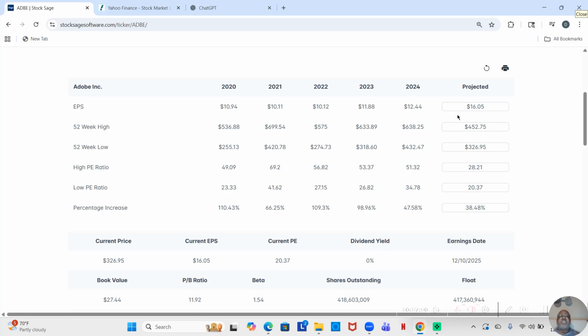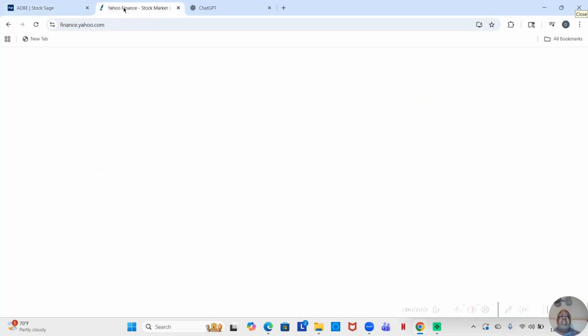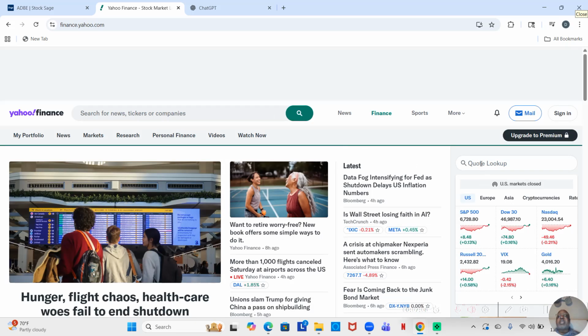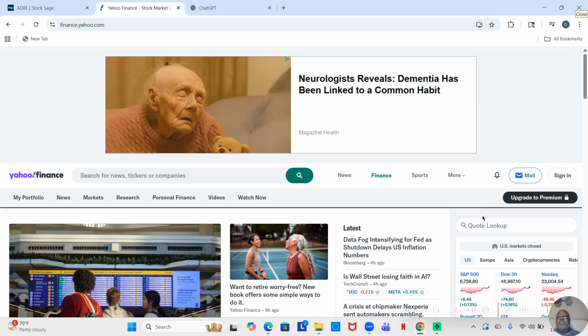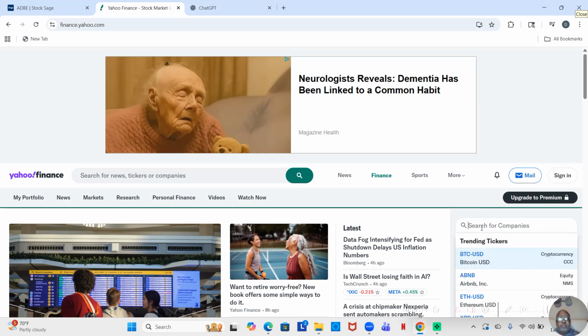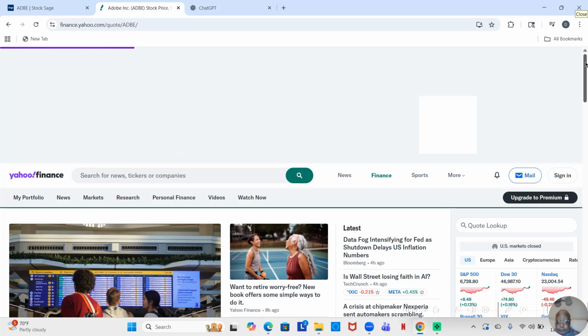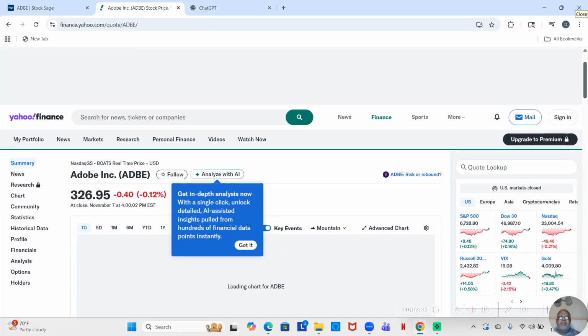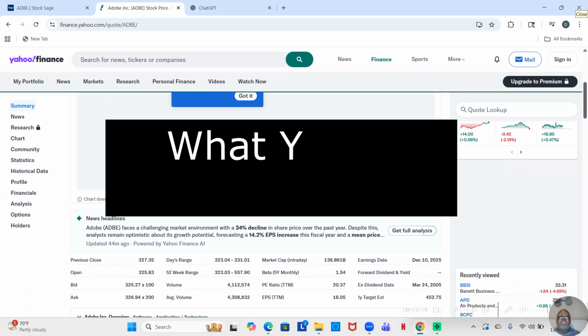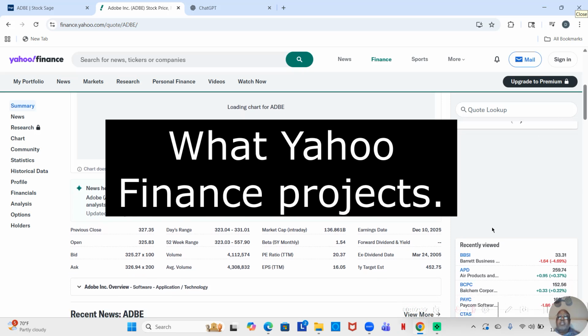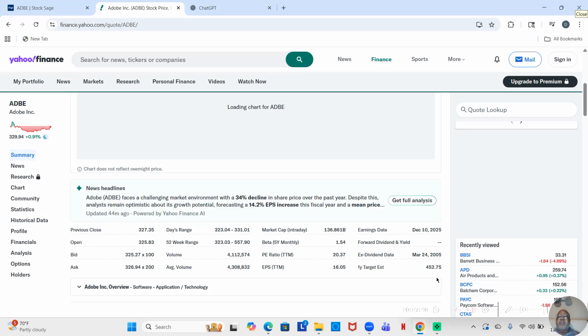Also, there is a projected section. In the projected section, you can put down an amount that you feel that stock is going to move up to. For example, I'm going to go to Yahoo Finance. Enter the ticker symbol for Adobe. And then I'm going to see what Adobe projects that this stock will move up to in the next year.